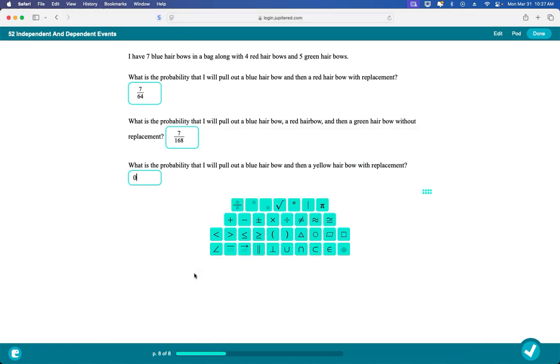Anyway, that is the last problem. I hope you kind of get a better understanding of how to do these types of problems in the future. They can be fun when you really get into them and understand what you're doing.